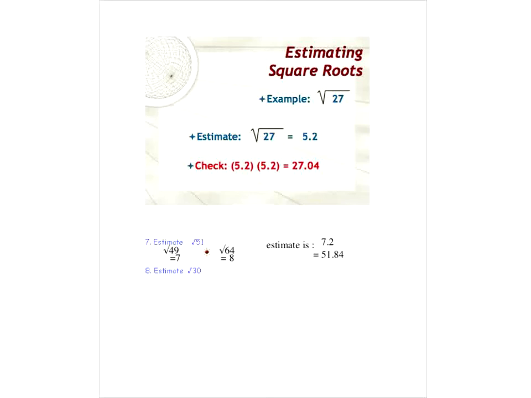If we were looking at, say, the square root of 59, then it might have been closer, like maybe something like 7.7. But because 51 is just a little bit bigger than 49, our estimate for the square root of 51 is going to be just a little bit bigger than 7. So does that make sense why we chose something like 7.2?